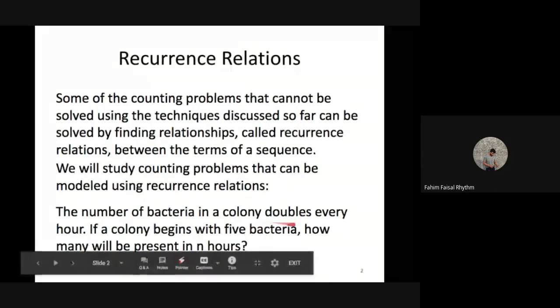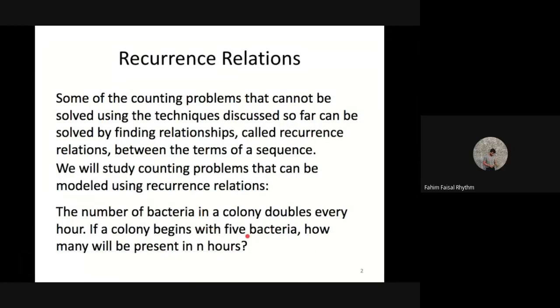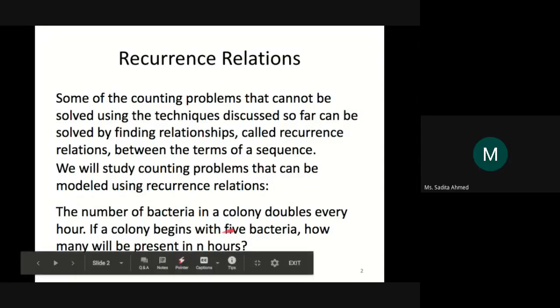Read it once more. There the base case is just one, right? It starts from 5. Yes, it starts from 5. So the initial condition is what? Initial condition is 5. That is, in the 0th hour we have 5 bacteria. That is A0. At the 0th hour we have 5 bacteria. So A0 or F0, whatever you call it, B0, in the 0th hour there are 5 bacteria. So the initial condition is 5.